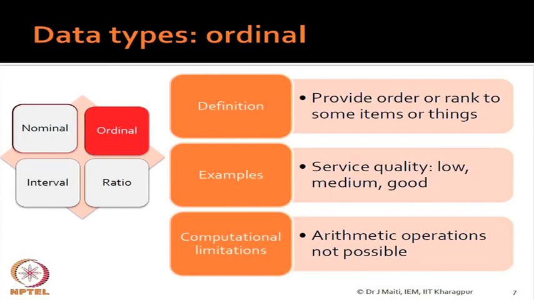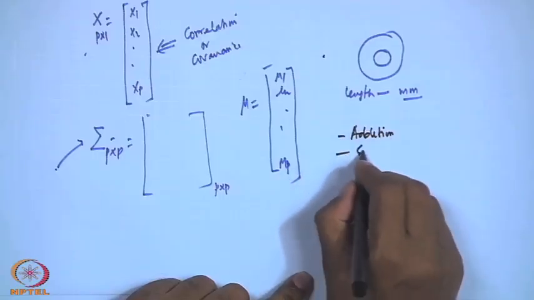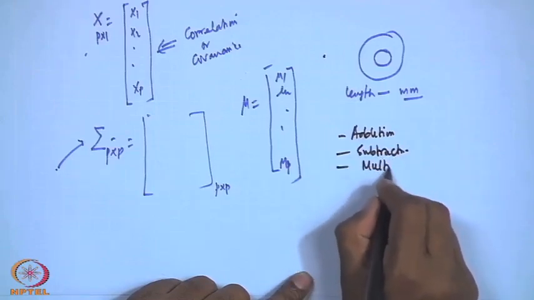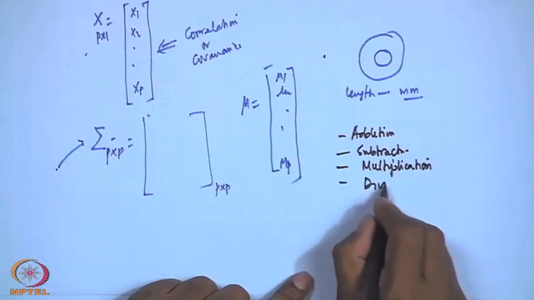It basically provides some order or rank to items or things. For example, service quality is low, medium or good. Regarding computational limitations, here also we cannot do any arithmetic operations like addition, subtraction, multiplication and division.